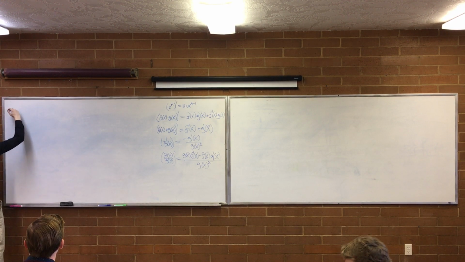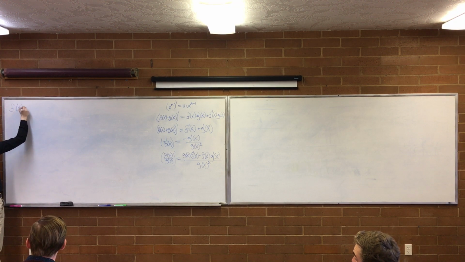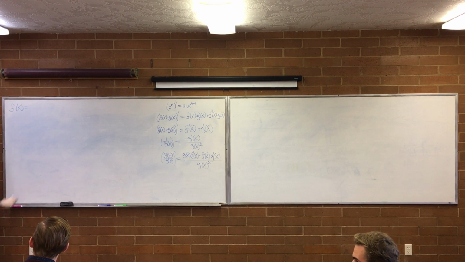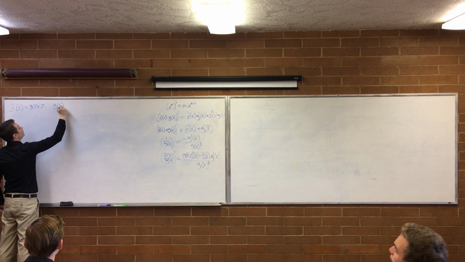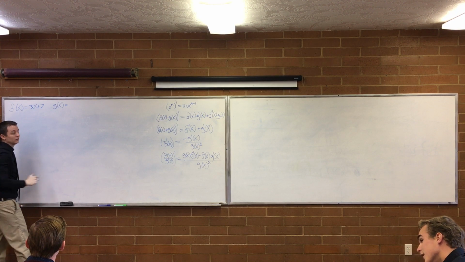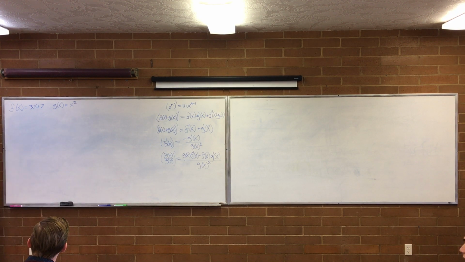Alright, let's see the second rule. Give me a function f of x. 3x plus 7. Give me a function g of x. X squared. Good choice. Okay, so we've got two functions. Now let's calculate the derivative of their product. So what's their product? 3x cubed plus 7x squared. So f of x times g of x, we are calculating the derivative of the product.